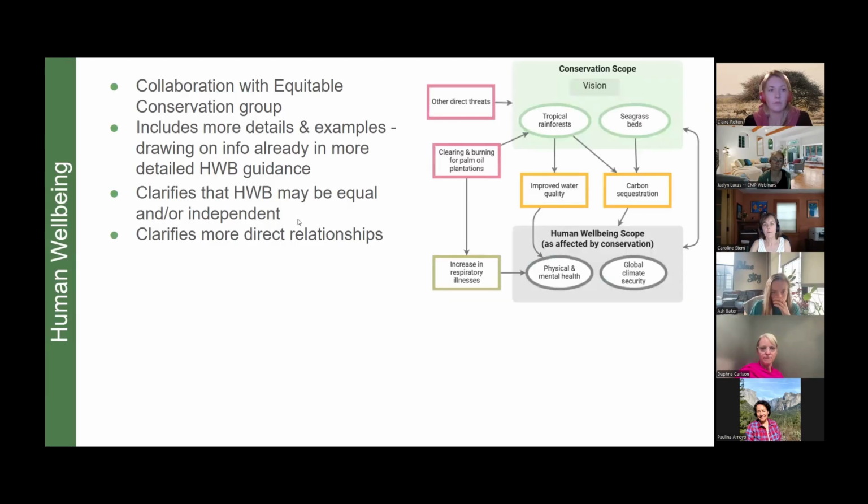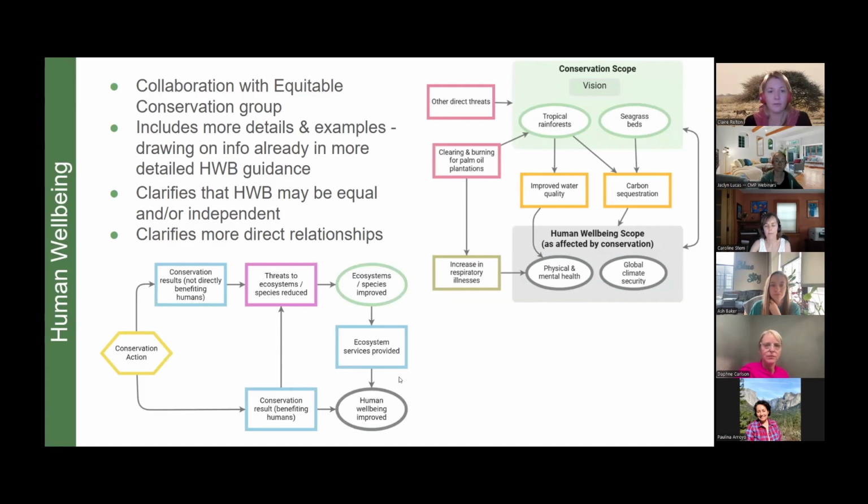They clarified that human well-being may be equal and/or independent, and that there may be more direct relationships. So you can see the arrows going directly back and forth here, as well as in this particular example, showing how a threat might directly affect a conservation target, a biodiversity focal value, as well as a human well-being focal value through a different path. So there's just more recognition of the multiple relationships there. And this is another diagram, a new figure in the conservation standards that also recognizes that.